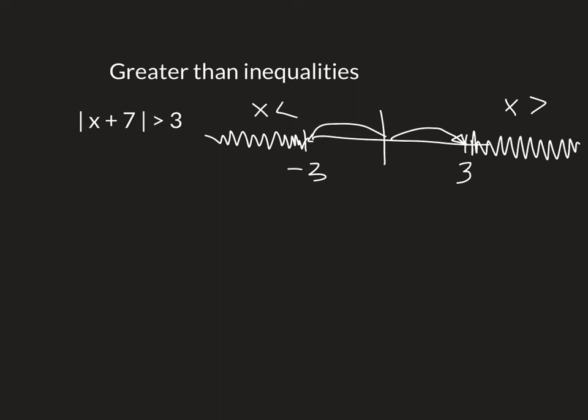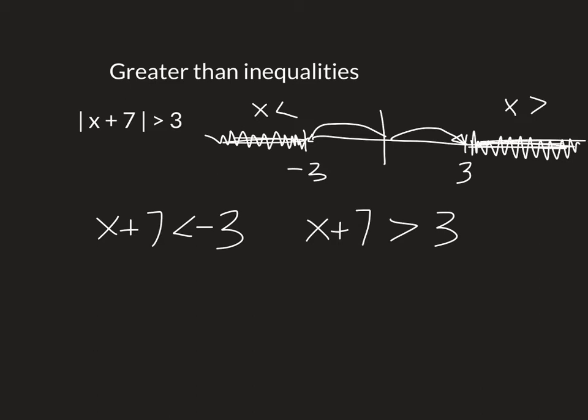So once again, we have to write two equations. The first one is x plus 7 has to be larger than 3, but the other one, x plus 7, has to be less than negative 3. In order for our solutions, right, greater than, we want to be farther away from, more than 3 units away from where we start.